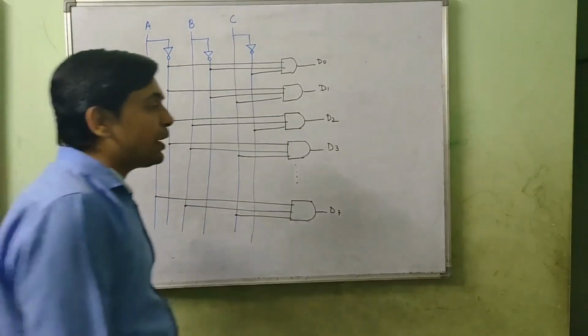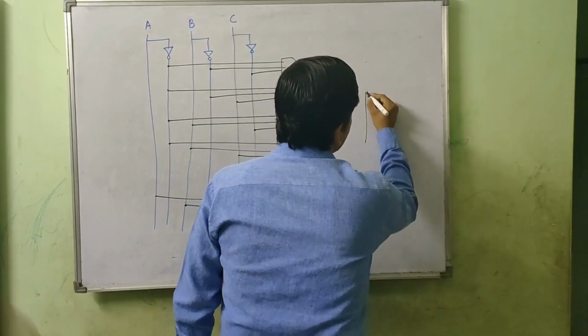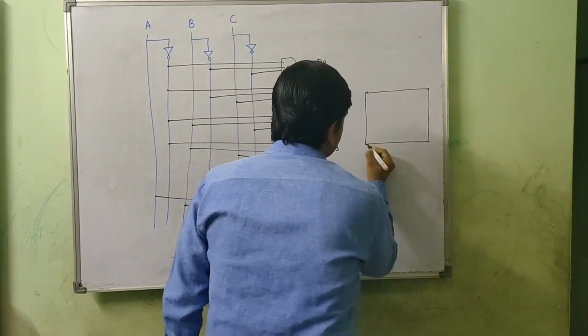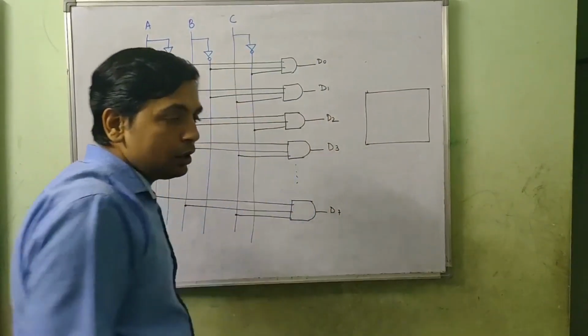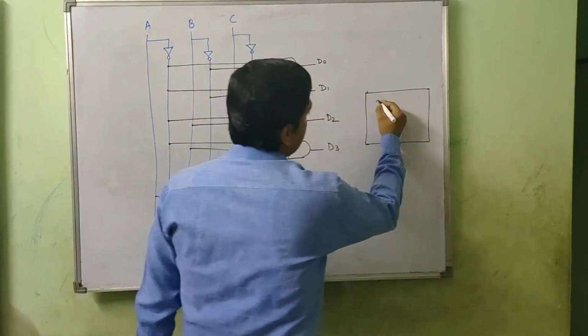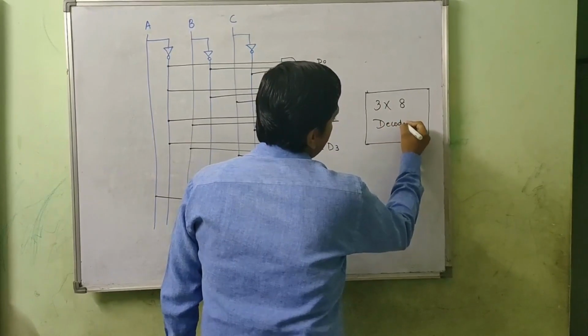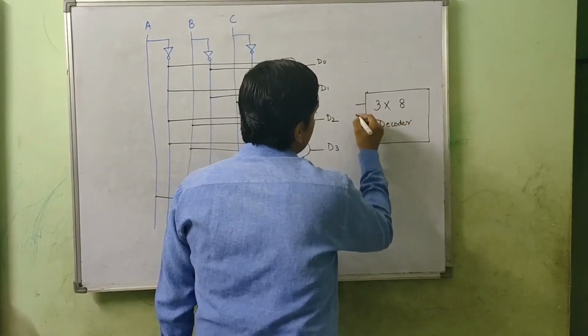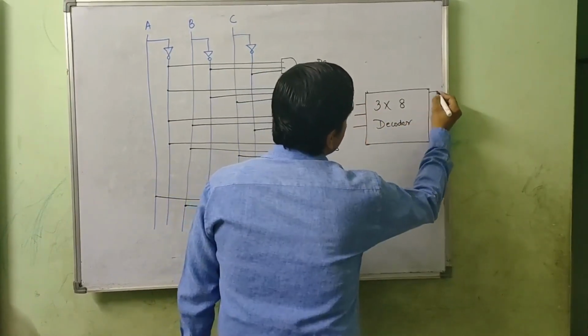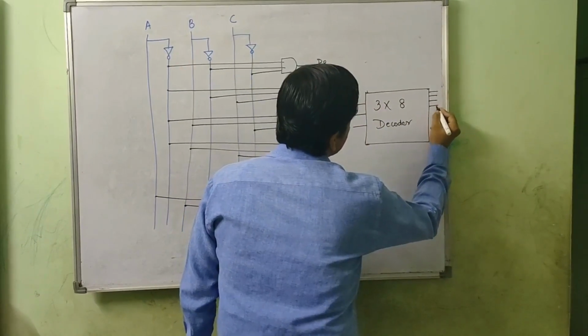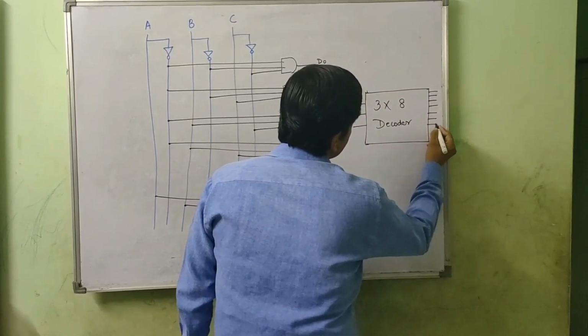Now you can make a block diagram also while explaining about the decoder. Sometimes they even ask. So it is a 3 cross 8 decoder, 3 input lines and 8 output lines. 3 cross 8 means you have to represent 3 input lines and you have to represent 8 output lines. 1, 2, 3, 4, 5, 6, 7, 8.